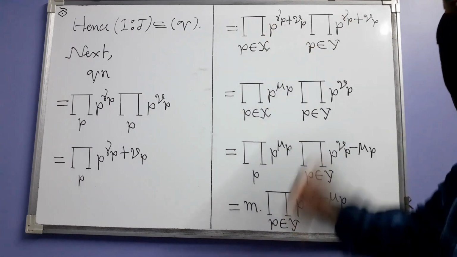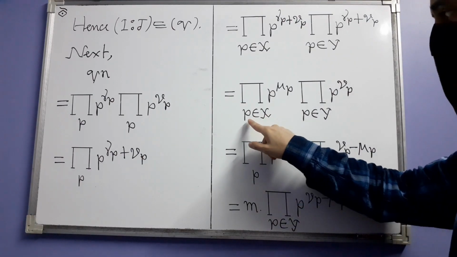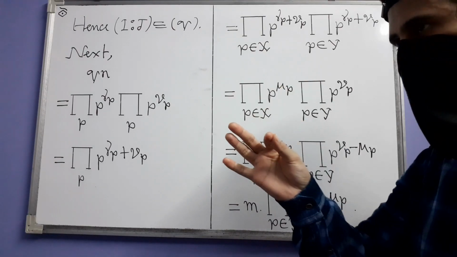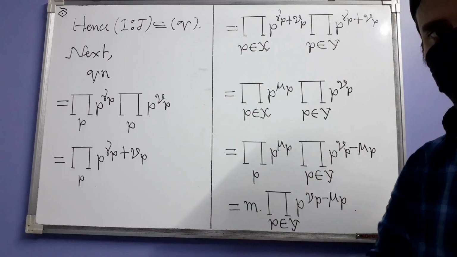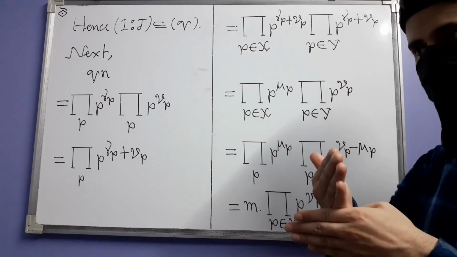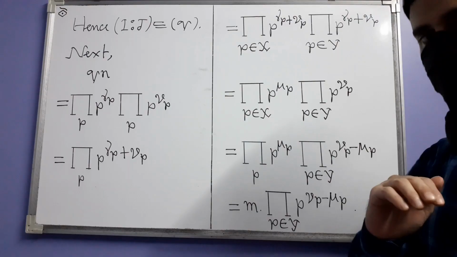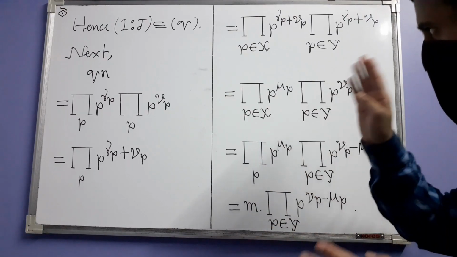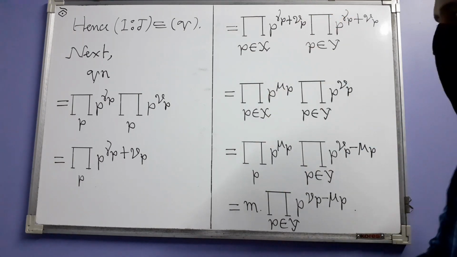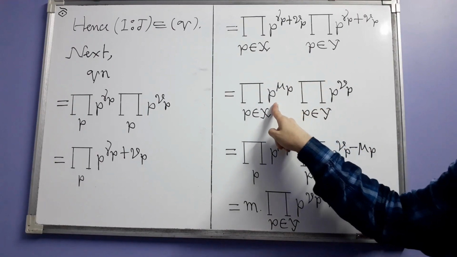Now, what will happen to these individual products? Let's see. For the primes p of this type, which are coming from x, mu p is greater than or equal to nu p, and gamma p by definition is the maximum of mu p minus nu p and 0. Because now mu p minus nu p is greater than or equal to 0, so that maximum is mu p minus nu p. So that minus nu p and plus nu p, they cancel out, leaving us with mu p. Okay, so that is why this reduces to this.